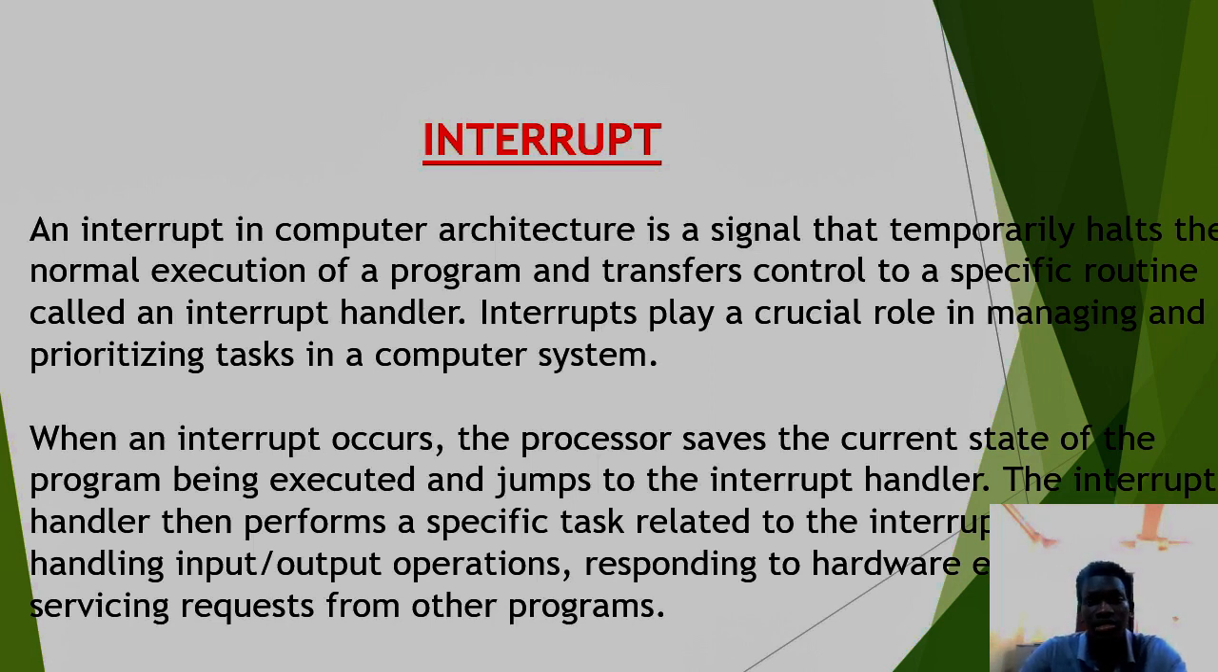An interrupt in computer architecture is a signal that temporarily stops or holds the normal execution of a program and transfers control to a specific routine called the interrupt handler. Interrupts play a crucial role in managing and prioritizing tasks in a computer system. When an interrupt occurs, the processor saves the current state of the program being executed and jumps to the interrupt handler. The interrupt handler then performs a specific task related to the interrupt, handling input/output operations, responding to hardware events, or servicing requests from other programs.